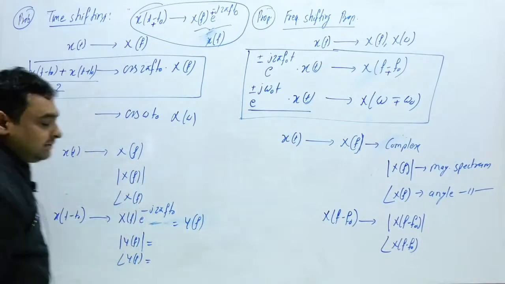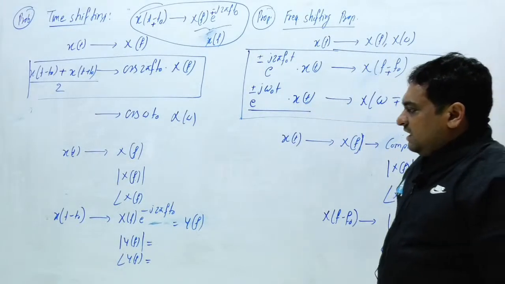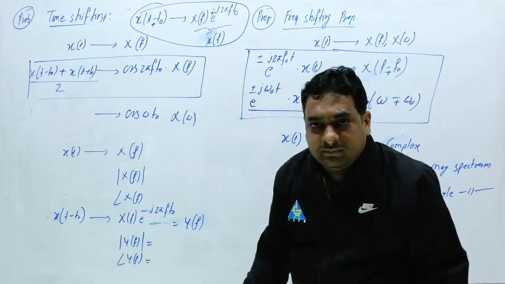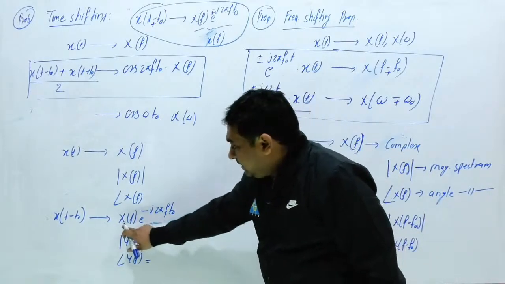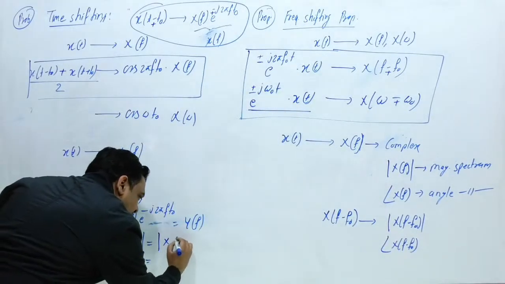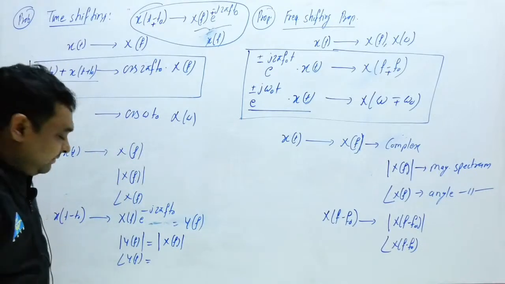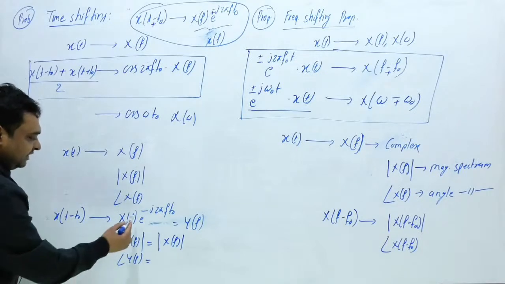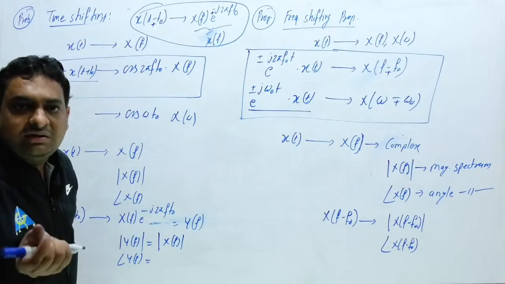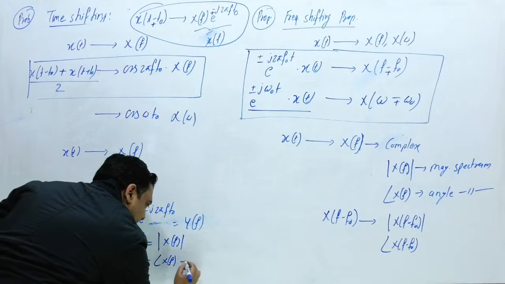In terms of X(f), this question has been asked in previous year GATE exam. So what can I say? If you are going to find out this magnitude and this magnitude, this magnitude is 1 and this magnitude is mod of X(f). So what we can say here, mod of Y(f) is equal to mod of X(f). So magnitude spectrum will be same. What will be the angle spectrum? This angle and this angle. So here another angle will be added. So what we can say, this is nothing but angle of X(f), plus the angle of the exponential term.